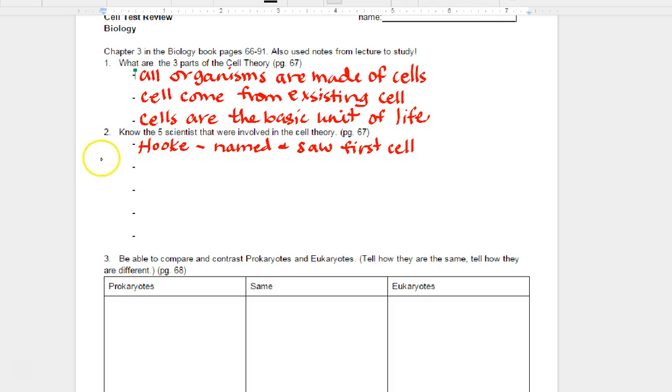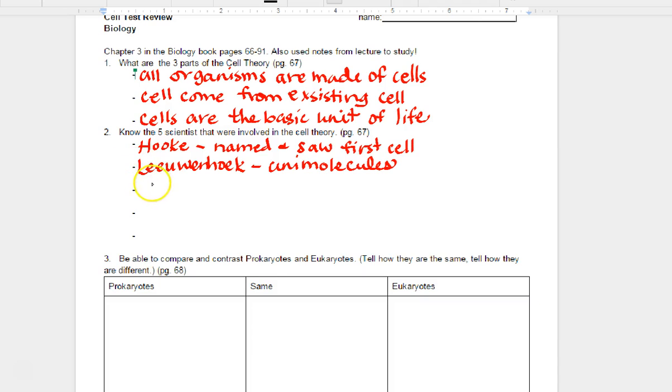The next one was Leeuwenhoek. And he was able to see cells in greater detail. He looked at things like his teeth scrapings. He named them the animalcules. So you see these little tiny creatures moving around that no one had ever seen before. And those are the bacteria that live in our mouth and on our teeth.